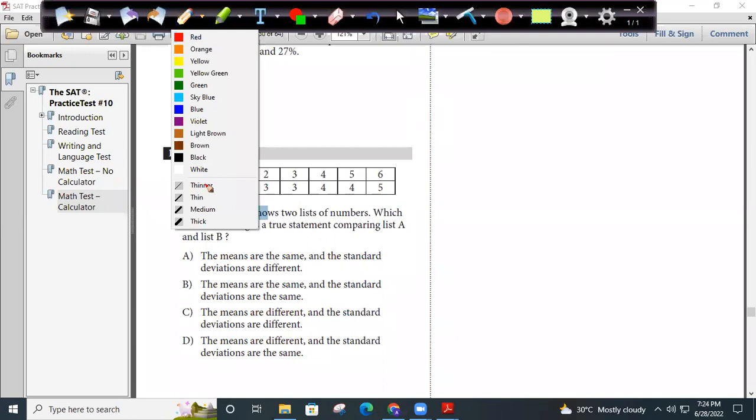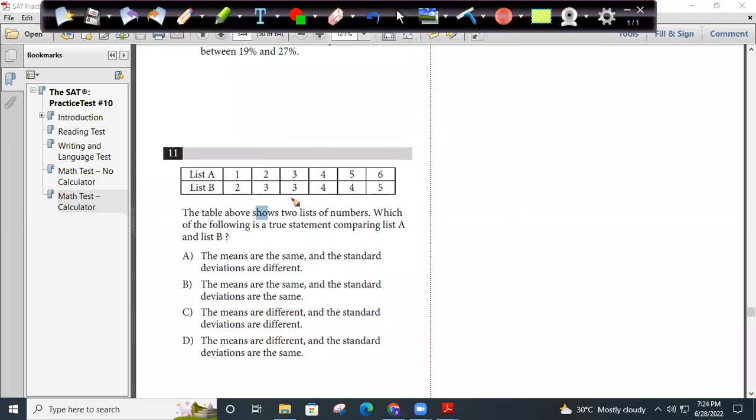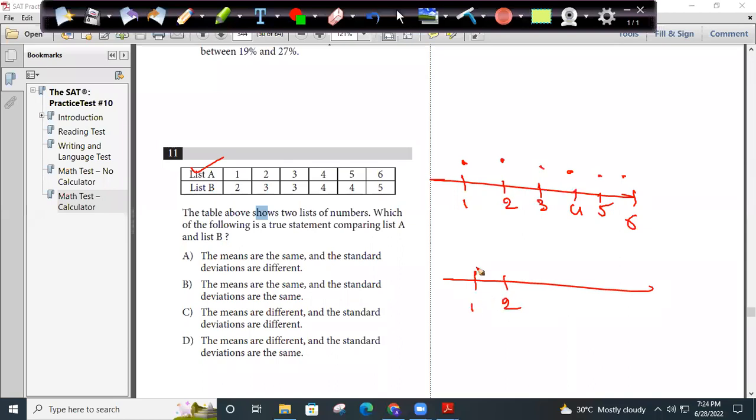How come list B, Amma? What if people are saying list A has more standard deviation? Because if I see list A, 1, 2, 3, 4, 5, 6, each has come once. If I see list B, 2 has come once, 3 has come 2 times, 4 has come 2 times, 5 has, clearly the data is closer. So B will have less standard deviation.